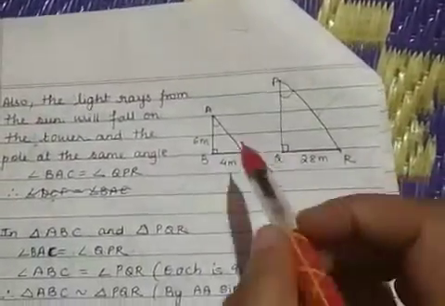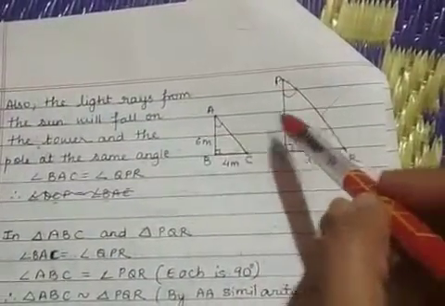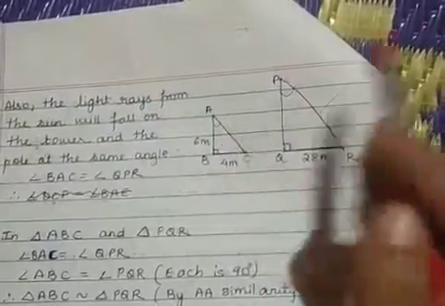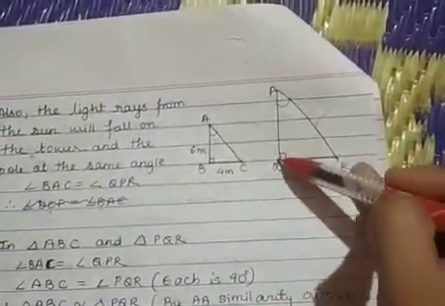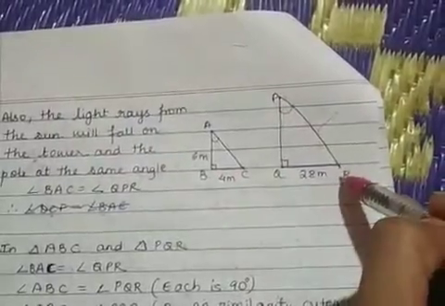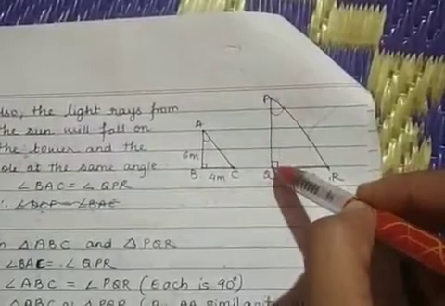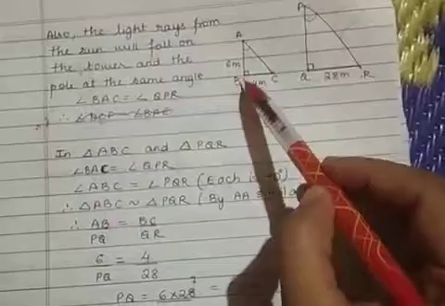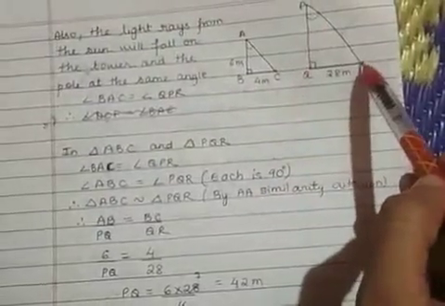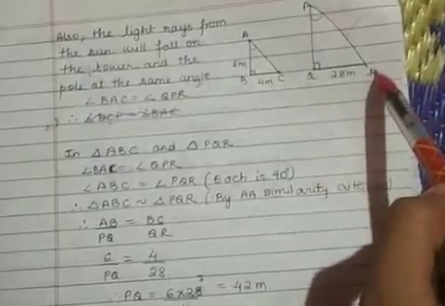Now we have to find this side. If we show that these two triangles are similar, then we know the sides are proportional. So I can write AB upon PQ equal to BC upon QR. So all the other sides are known, and from this I can find the unknown side. So let us take the two triangles. In triangle ABC and triangle PQR, we already know angle BAC is equal to angle QPR.